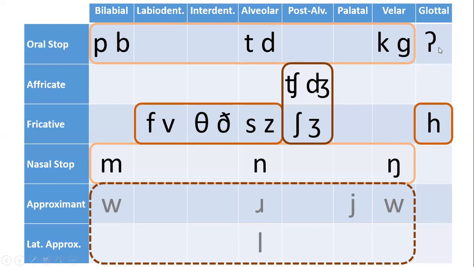So this last one, the glottal stop, we'll get to that when we start talking about the phonology of English a little bit later. But certainly now you know everything you need to know about the consonants, and you're ready to do the second 4th hour activity.